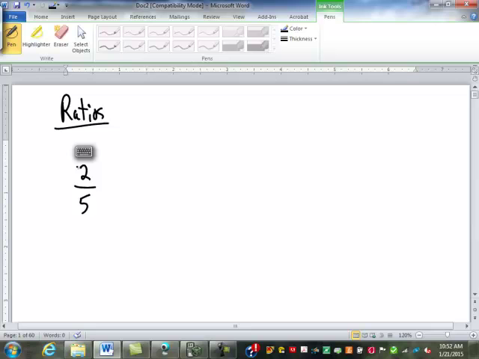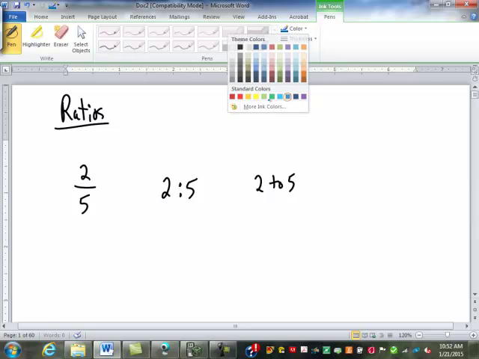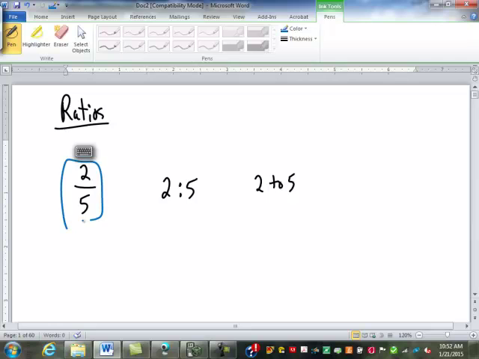We could either write it like this as 2 over 5 as a fraction. We could write it with a colon like this, 2:5, or we could actually write it with the words 2 to 5. All 3 of those are valid ways of writing a ratio. I generally use the fraction notation like this because there are a lot of things you can do in that notation that you would do with a regular fraction.